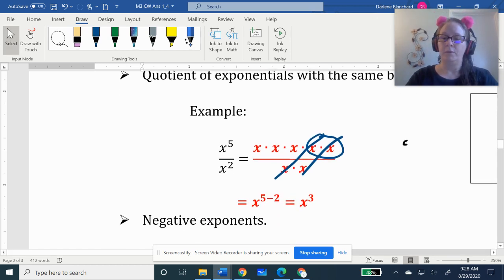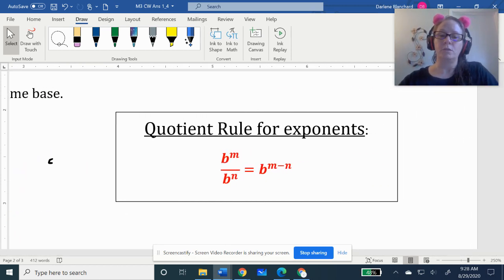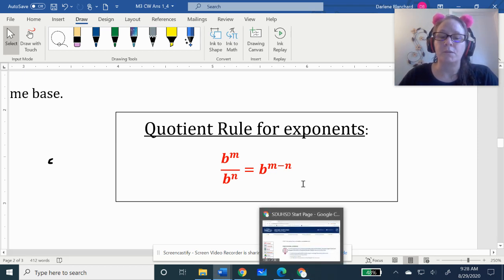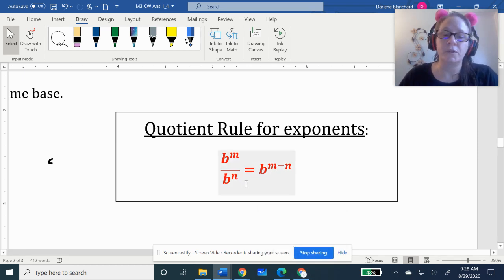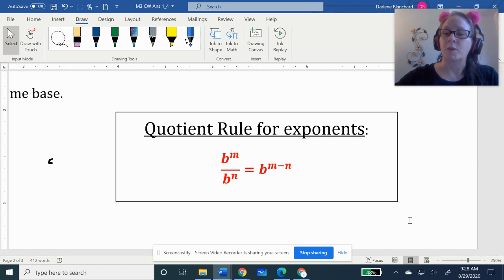when I have a quotient of two exponential expressions with the same base. Again, you can use the letters B, M, and N, or you can choose different letters. The idea is same base dividing means you subtract the exponents.